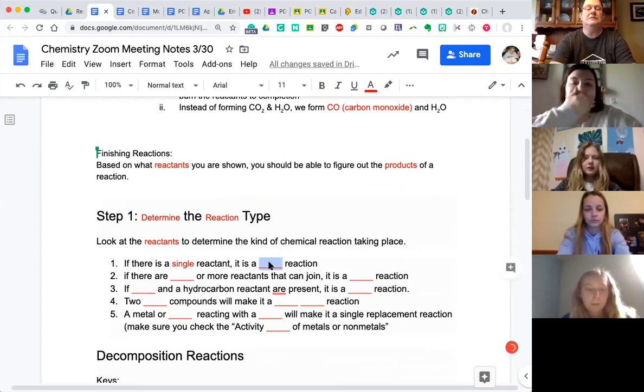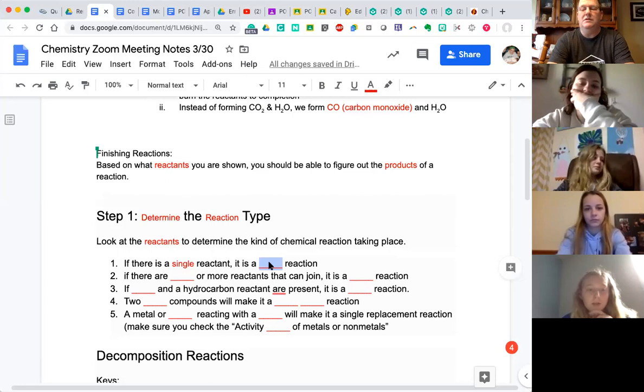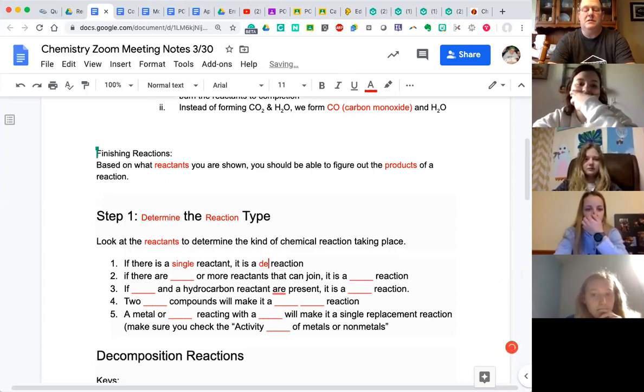Maylee? It's a single reactant. There's only one thing on the left side. Synthesis? The other one. You just start with one thing. It's got to be decomp.